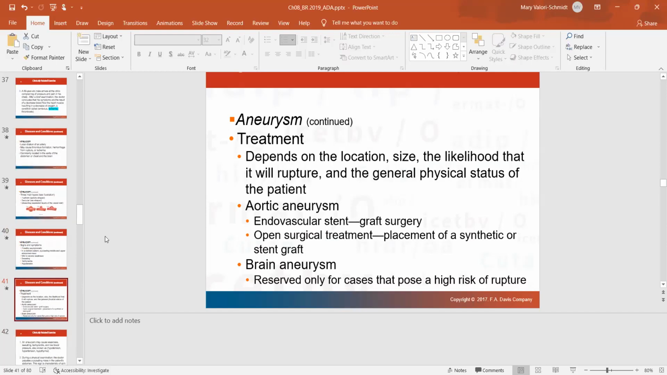Treatment, I already talked about it. We can do surgical treatment, a graft. We can do a stent. We can do what's called a clipping. Brain aneurysm, only time you will see surgery done. Usually brain aneurysms are asymptomatic, so the patient doesn't even know they have one until they get the worst headache they've ever had, and then they keel over because it's ruptured. But brain surgery obviously carries a lot of risk. So we're not going to operate unless it's ready to blow and we know it's there.